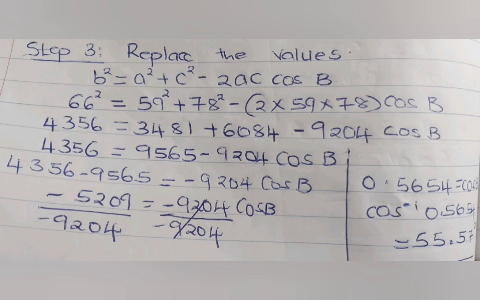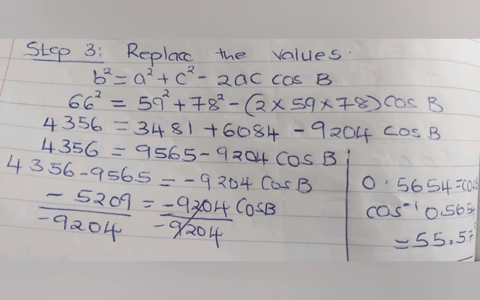66 squared, we find is 4,356. 59 squared, the value is 3,481, plus 78 squared is 6,084, minus, once you multiply those values, you get 9,204 cos B. For us to be able to make this question simpler, we are just going to put the like terms together.